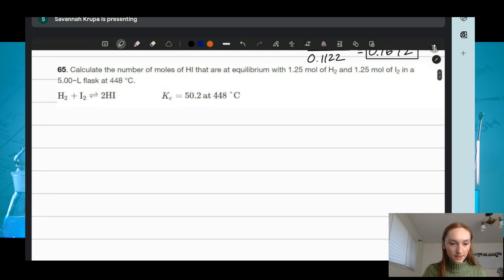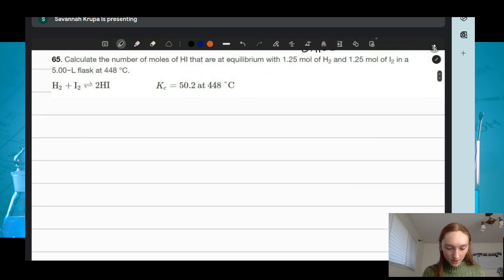Okay, this one says, calculate the number of moles of HI that are at equilibrium with 1.25 mole of H2 and 1.25 mole of I2 in a 5-liter flask at 448 degrees Celsius. So, just as I was talking about previously, sometimes we will have to algebraically solve for something in the equation.